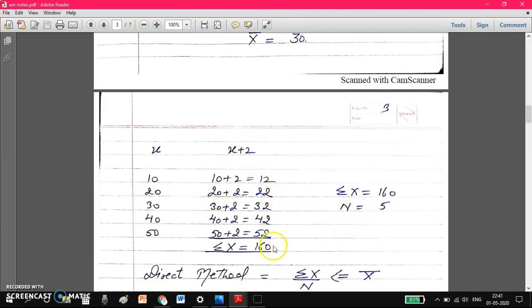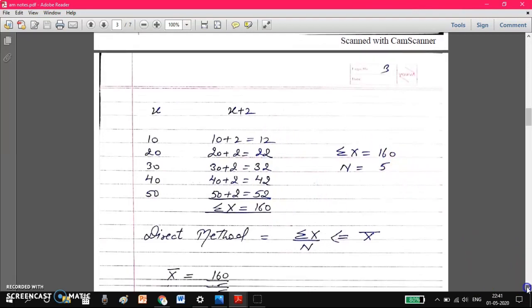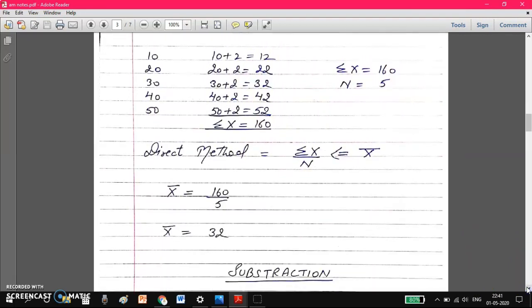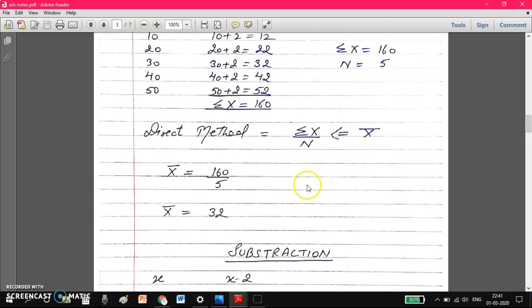After adding all the numbers, you will get 160 by 5, and again here as well we use the direct method, the same method, that is summation X by n. We'll divide them, and after cutting, 30 will be the answer.